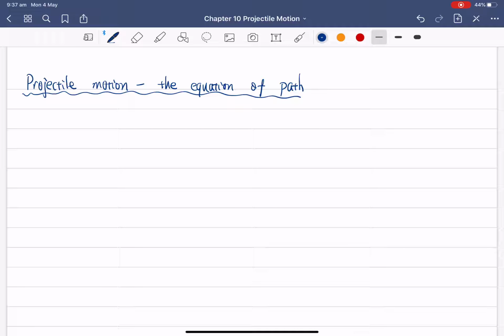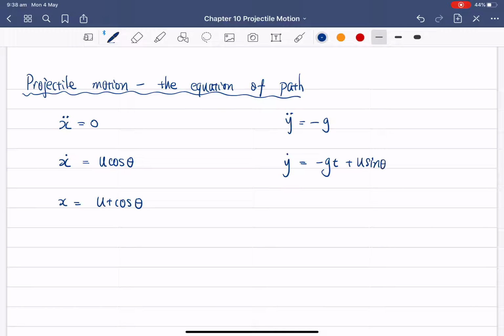All right, so the first thing we'll do is write down all the equations we have. x double dot is equal to 0. x dot is equal to u cos theta. x is equal to ut cos theta. This is the x component, or the horizontal motion. The vertical motion is y double dot is minus g. y dot is minus gt plus u sine theta, and then y is minus half gt squared plus ut sine theta.